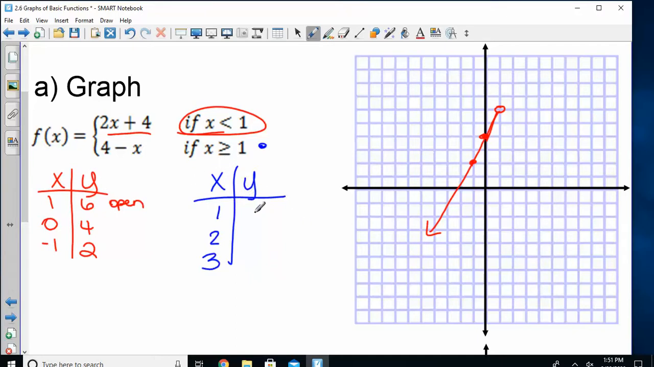So if I put in a 1, 4 minus 1 is 3. 4 minus 2 is 2. 4 minus 3 is 1. So we've got 1, 3 is closed. 2, 2, 3, 1. So it starts and it extends this way. Any questions on that one?